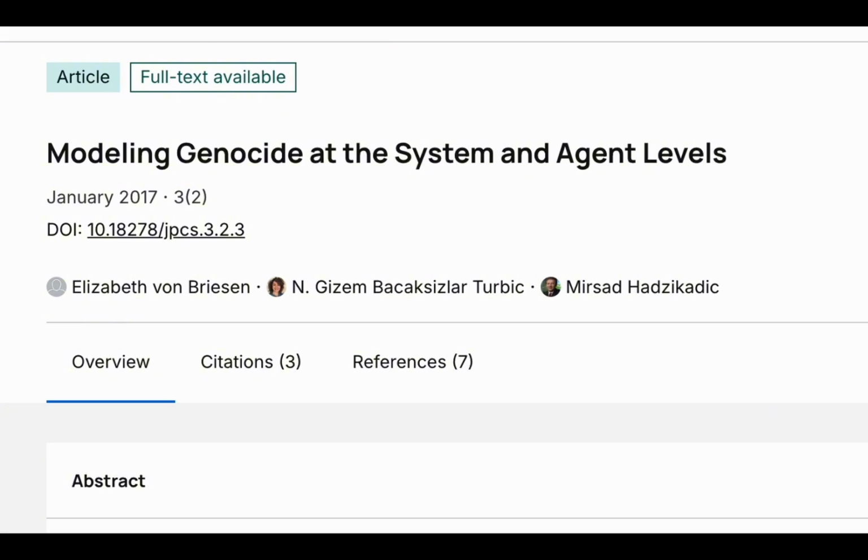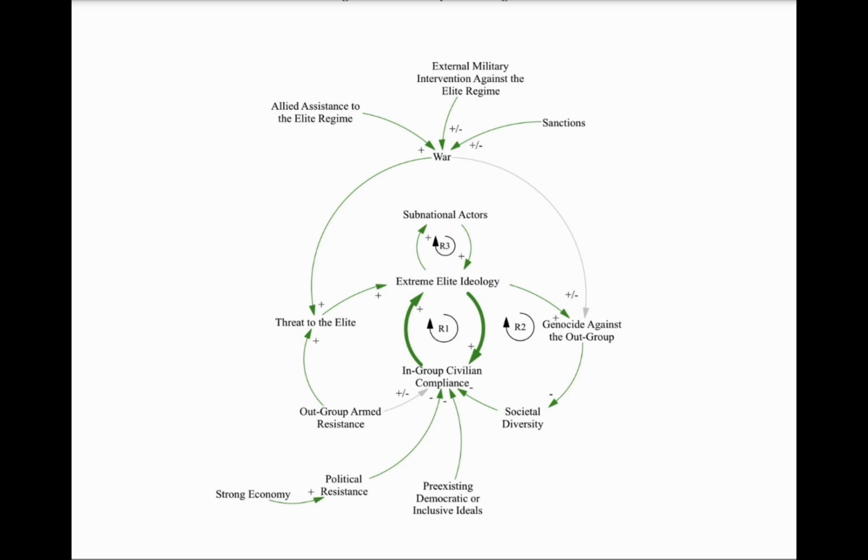The paper we're going to be discussing today is called Modeling Genocide at the System and Agent Levels. And this paper is based on sociological research that tries to understand the way the environment and factors involved in the environment influence the way particular people or groups of people can be inspired to commit genocide. In the image on screen, each arrow indicates that there's an effect from one environmental factor to another, with a positive mark indicating a positive correlation, a negative mark indicating a negative correlation, and a positive-negative mark indicating an unknown or unexpected correlation between these two factors.